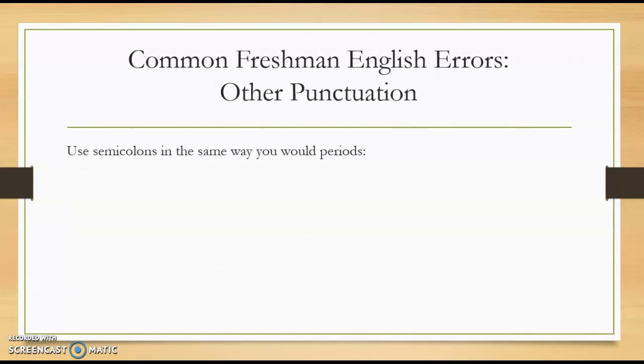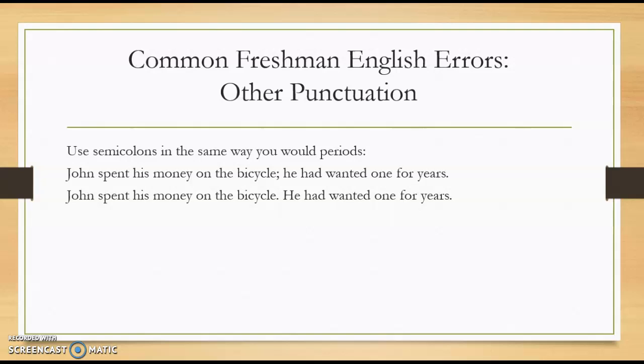Okay, other punctuation. Semicolons, we use those in the same way we would periods. John spent his money on the bicycle. He had won and won for years. John spent his money on the bicycle, period. He'd won and won for years. And all you're doing, you use them if you're wanting to continue a thought and you don't feel like a separate sentence is warranted.